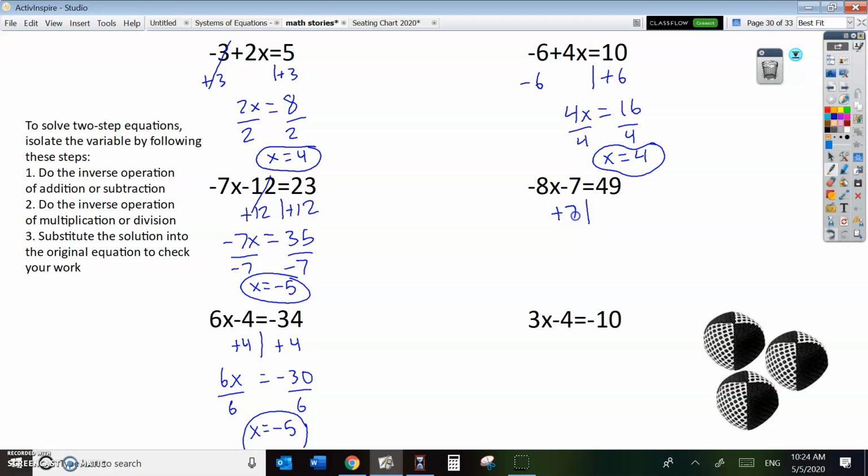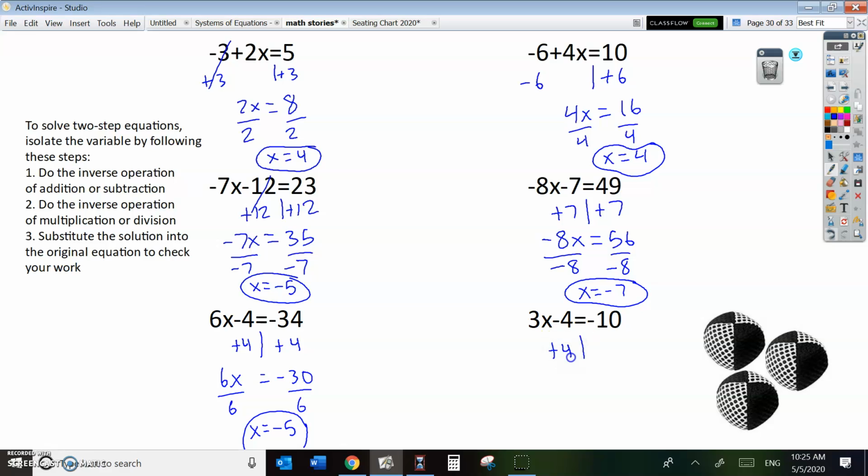Add 7 on both sides. Negative 8x equals 56. Divide by negative 8 on both sides. X equals negative 7. Substitute negative 7 in. Negative 8 times negative 7 is positive 56. 56 minus 7 is 49.